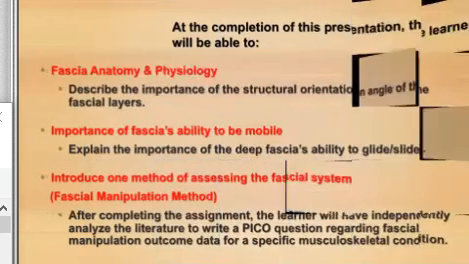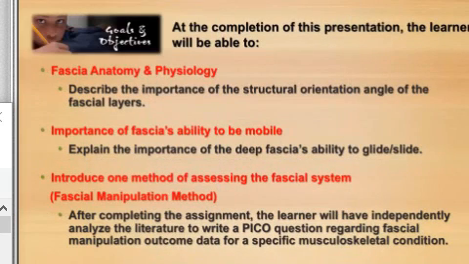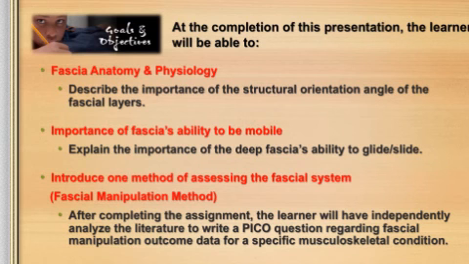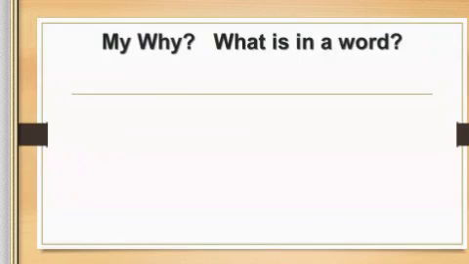Okay. All right, so I have 3 points I want to go over. It's going to be fascial anatomy and physiology, the importance of the ability, why fascia needs to move. And then the third one's going to be introduce you to a certain method. So I have 3 objectives. I want you to describe the importance of the structural orientation and the angle of the fascial layers. That's sort of important. Be able to explain the importance of the ability for it to glide. And then the last one you'd complete with your assignment, which we'll talk about later.